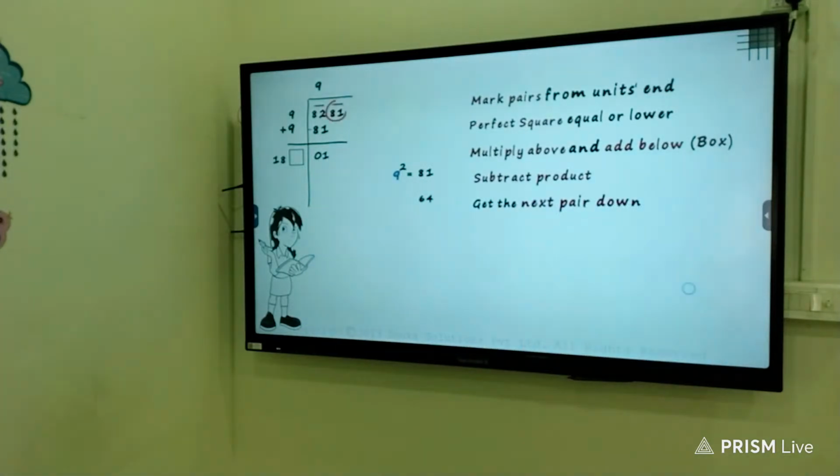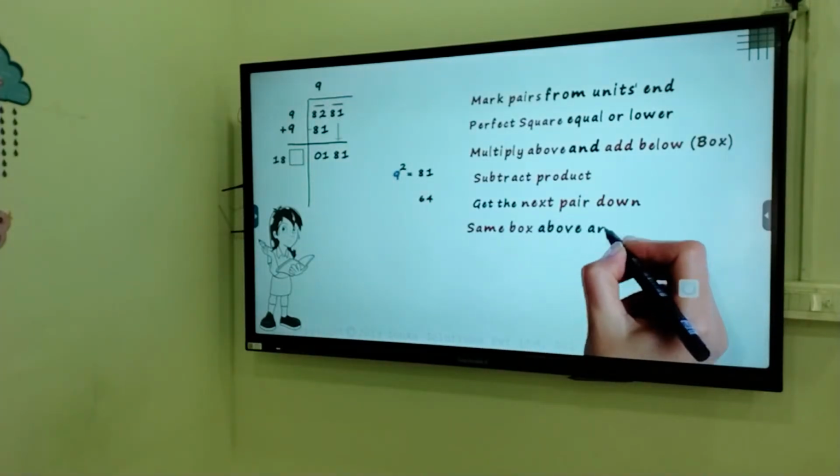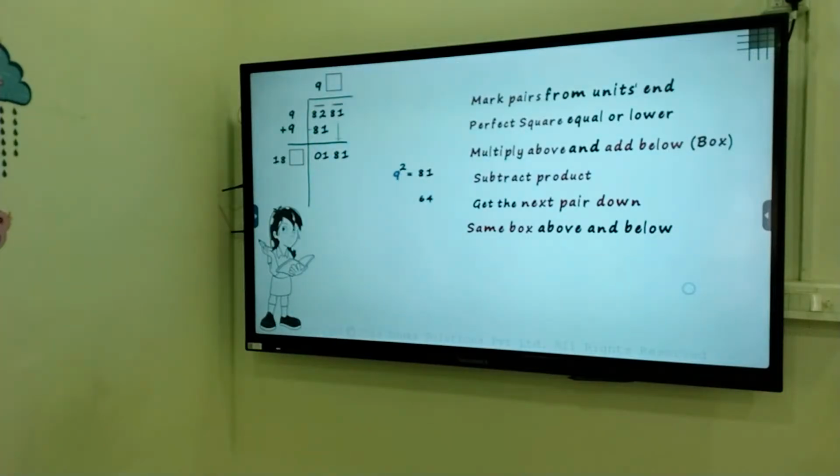The next pair is 81. So we write it next to 1. Then we draw the same box above and below. Above, we draw it next to 9. And below, we draw it under the original box. The digits contained in each of the boxes are the same.